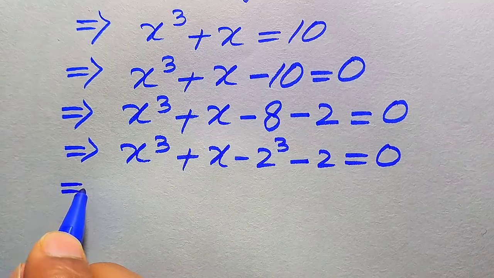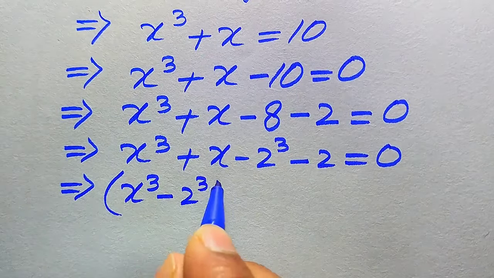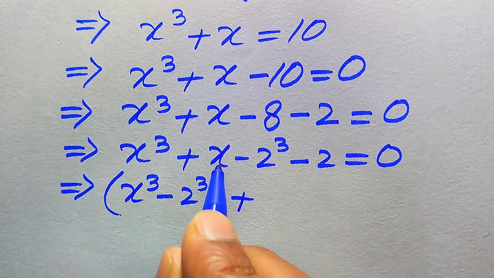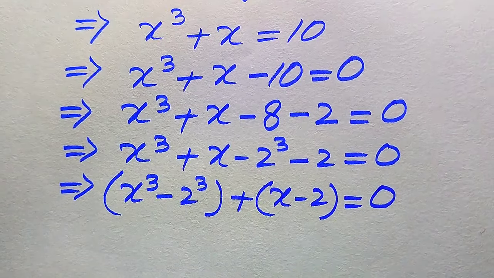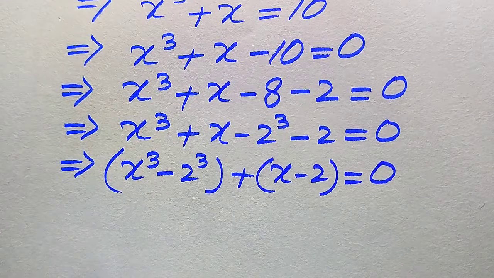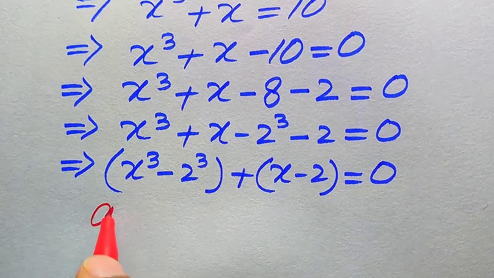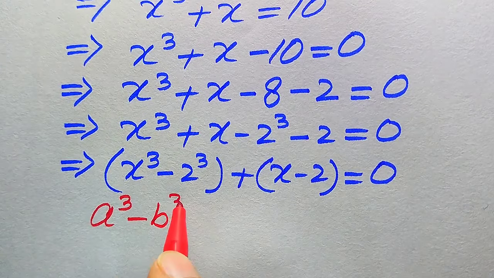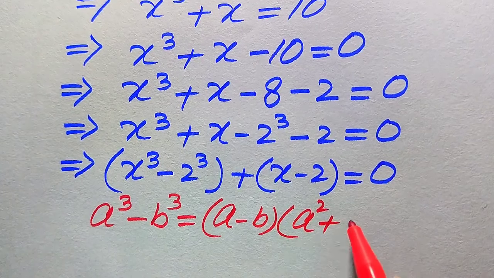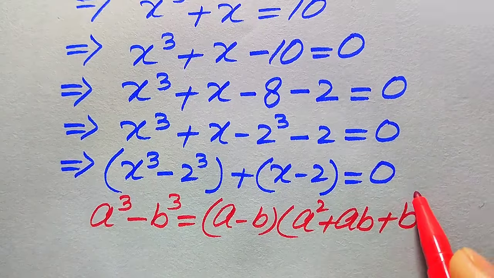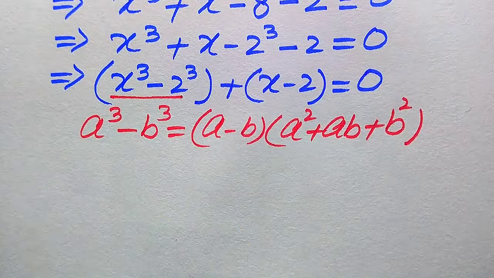And in the next step we need to make the pair of cubic term with cubic term. So we have the cubic terms x cubed minus 2 cubed, and the remaining terms are x minus 2. So we write these two terms here, and this whole equation is equal to 0. And further in the next step we need to use the cubic formula in order to solve the first factor. So here we use this formula: a cubed minus b cubed is equal to a minus b times a square plus ab plus b square. According to this formula we just expand this term in this form.